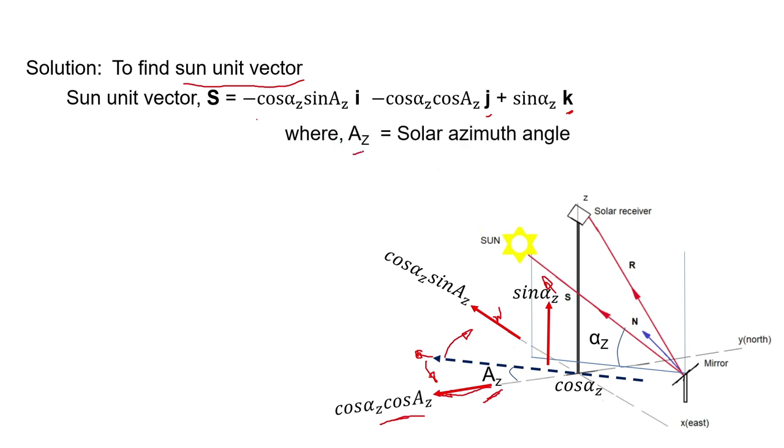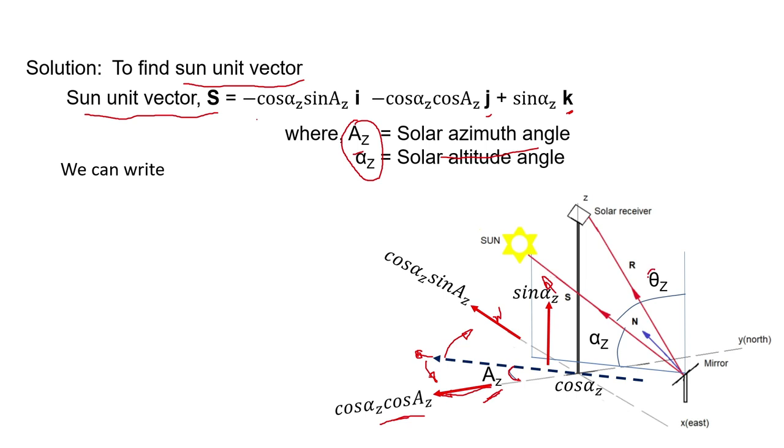As I told, a z is the solar azimuth angle, and alpha z is the solar altitude angle. So by means of just these two angles, solar azimuth angle and solar altitude angle, we got the sun unit vector S. However, there is one third angle, we call it the zenith angle, theta z. And theta z is nothing but the complementary of the altitude angle alpha z. Therefore, alpha z is 90 degree minus theta z.